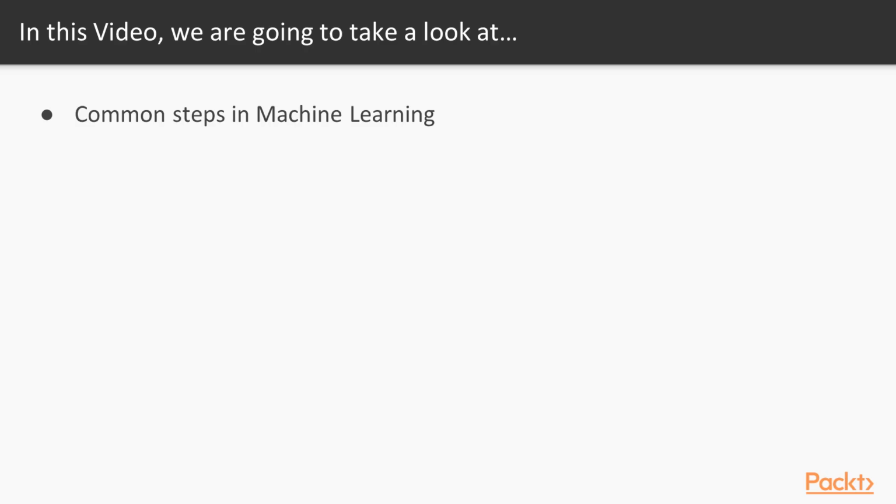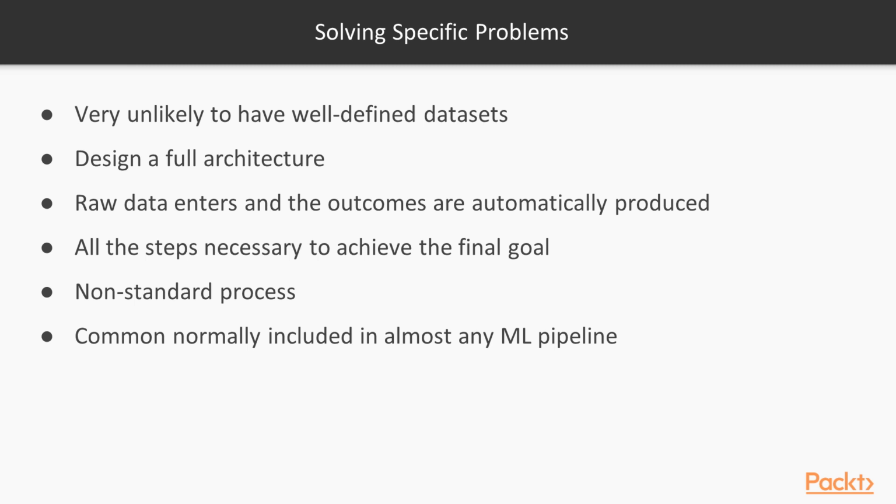In this video we're going to learn about some common steps which are normally included in almost any ML pipeline. Until now we've discussed single methods that could be employed to solve specific problems. However, in real contexts, it's very unlikely to have well-defined datasets that can be immediately fed into a standard classifier or clustering algorithm. A machine learning engineer often has to design a full architecture that a non-expert could consider like a black box where the raw data enters and the outcomes are automatically produced.